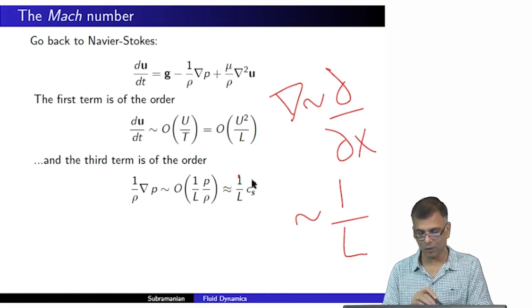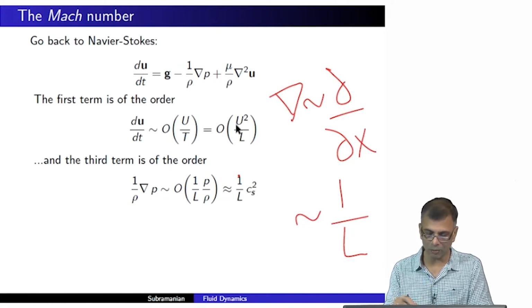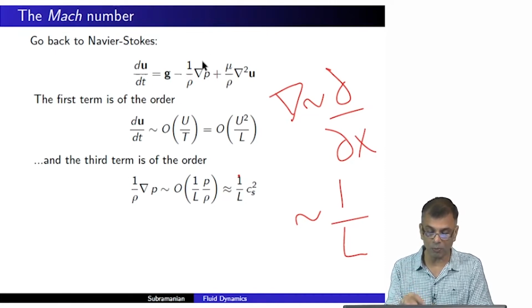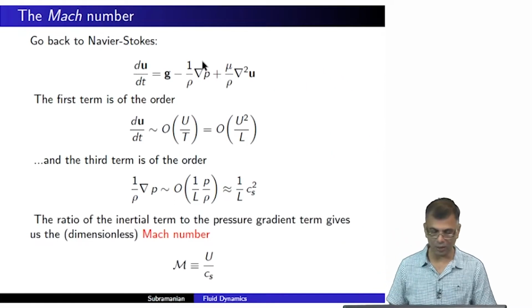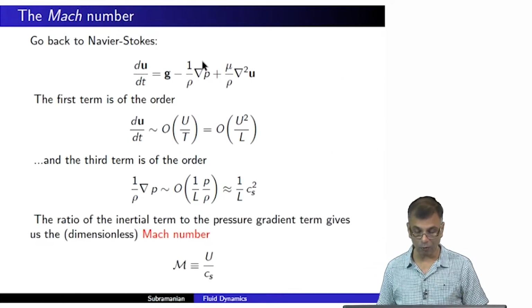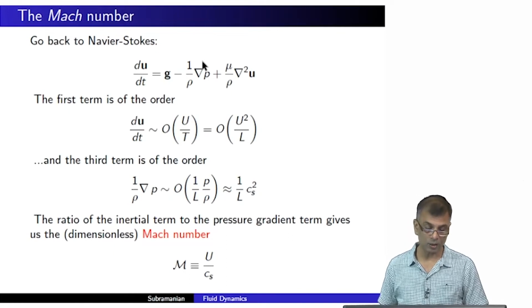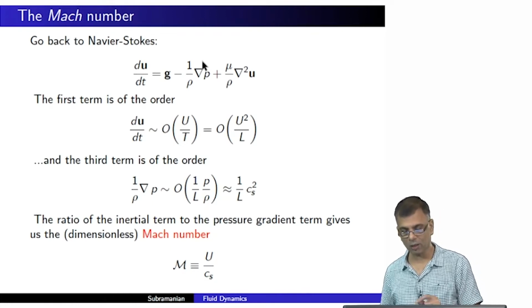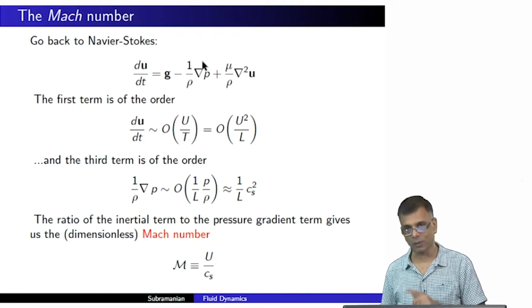So you want to compare this term with this term. You want to compare the inertial term with the pressure gradient term, and the ratio of the inertial term to the pressure gradient term, as we have seen before, gives us the dimensionless Mach number. Actually, the ratio of the inertial term to the pressure gradient term is the square of the Mach number.